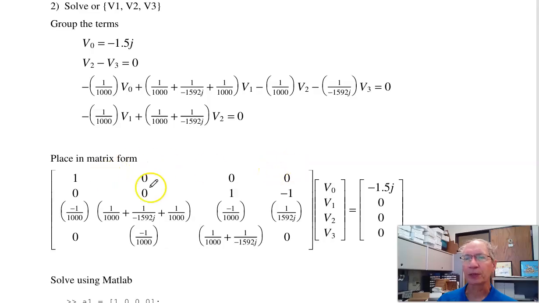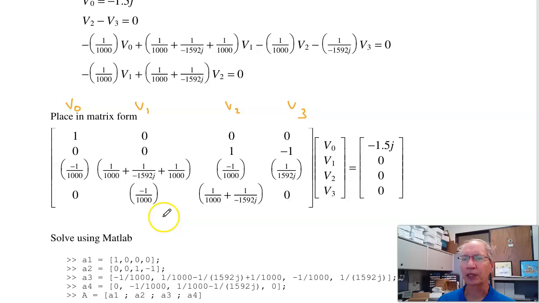Now put that in matrix form. Again, for my own sanity, I'm labeling the first column as times V0, V1, V2, V3. So here's the first equation: V0 is minus 1.5j. V2 minus V3 equals 0. Minus 1 over 1,000 V0, this mess times V1, that times V2, V3 is 0, and so on.